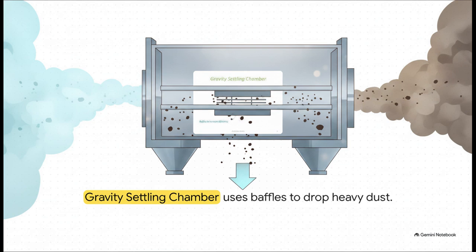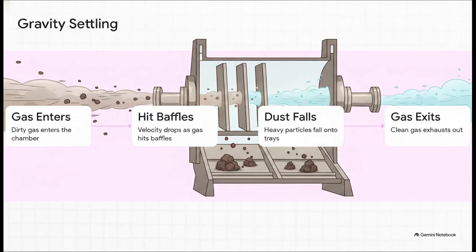Inside the chamber, the dirty gas encounters a series of baffles and trays. These physical barriers intentionally disrupt the airflow, slowing the dirty gas way down. And by dropping that velocity, we literally just let gravity do the heavy lifting, pulling those large particles downward out of the airstream. The mechanics here are beautifully simple and incredibly effective as a first line of defense.